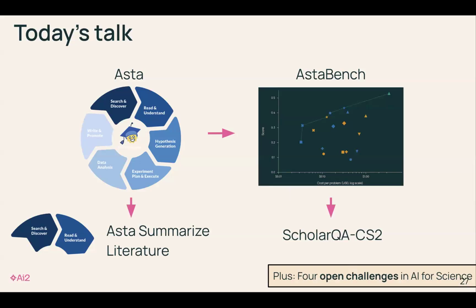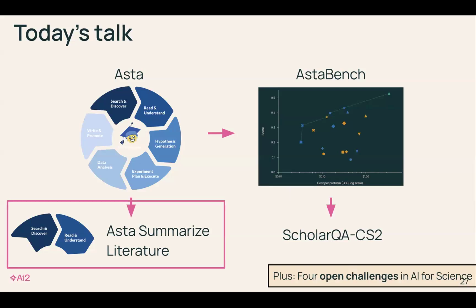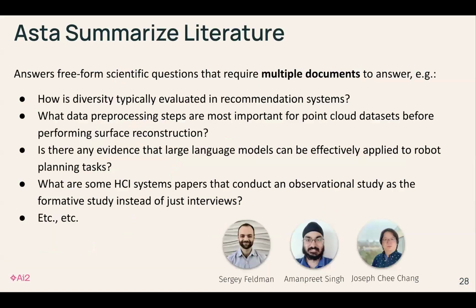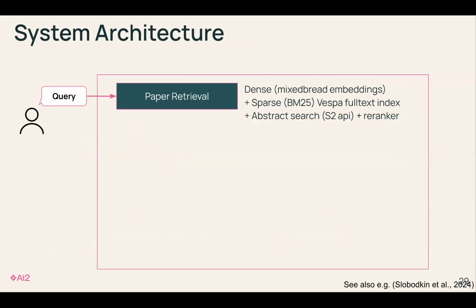All right. So that was AstaBench in brief. Now let me dig in a little bit to the summarized literature system. I think you understand how this works. You ask a complex scientific question, you get out a report. These 3 people were the leads of this work, but there are others involved.